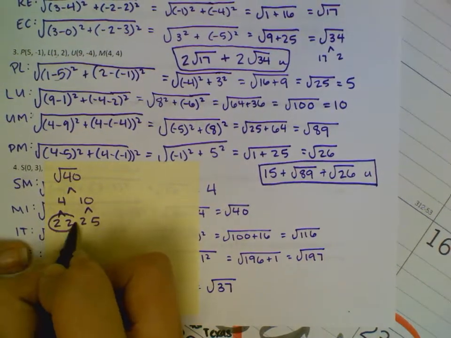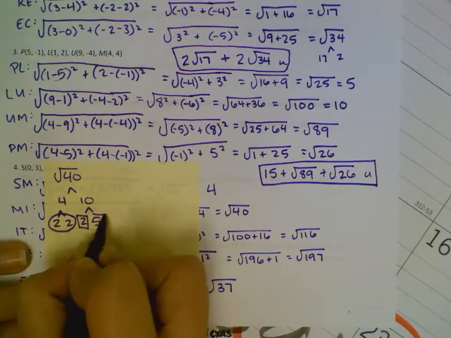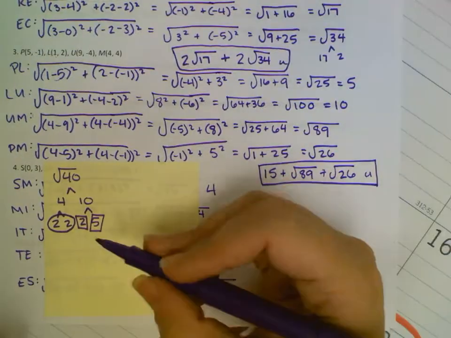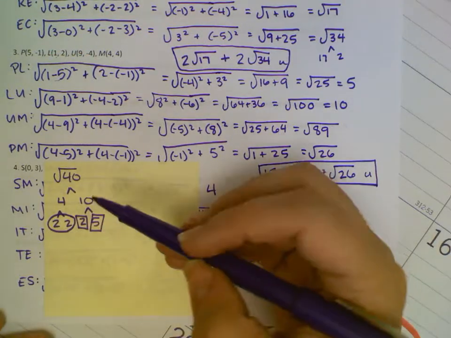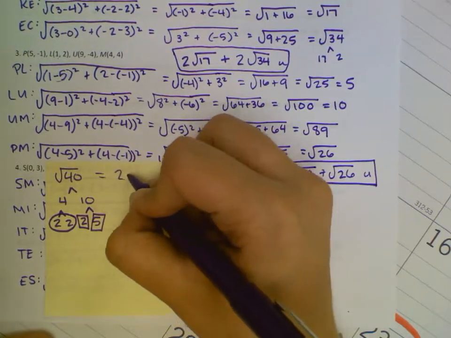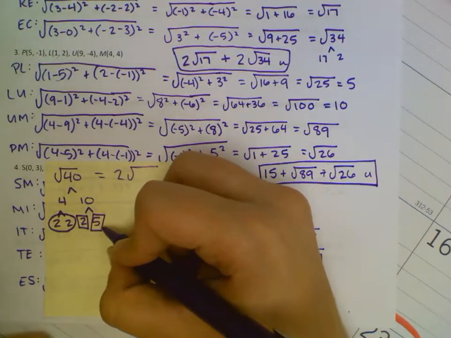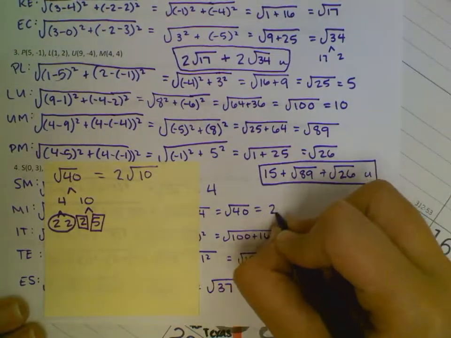I have a pair of 2's here. This 2 has no one to pair up with, and this 5 has no one to pair up with. Anything in a box stays in the box. Anything that's circled comes on the outside. So now this is the same as 2 square root. 2 and 5 get multiplied back together to give you 10. So this is the same as 2 square root of 10.